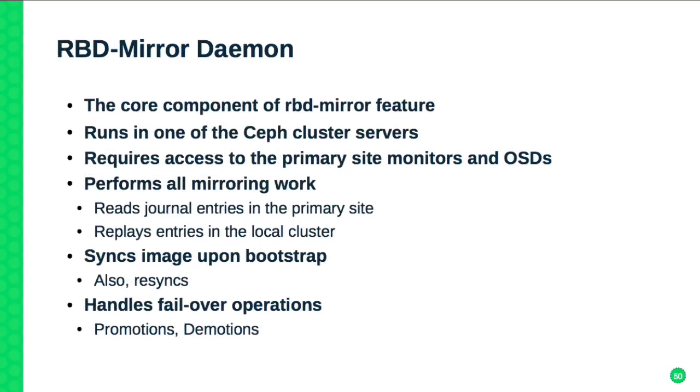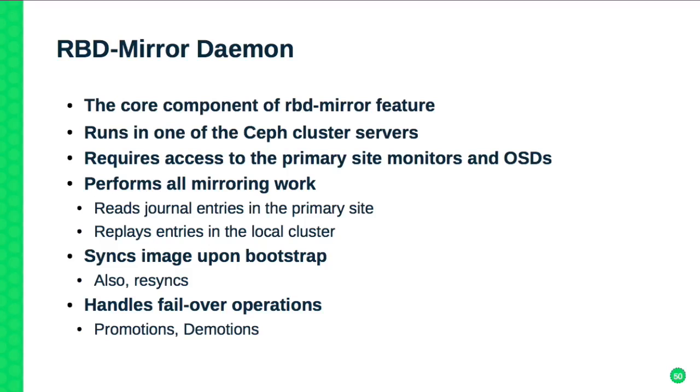So all of the work, besides the journaling part, is done by the RBD daemon. The daemon can run on a server of your existing Ceph cluster, and as I already said, it requires access to all nodes of the primary site. It performs all the mirroring work: it reads the journal entries from the primary site and replays them on its local cluster. It is also responsible for the bootstrap.